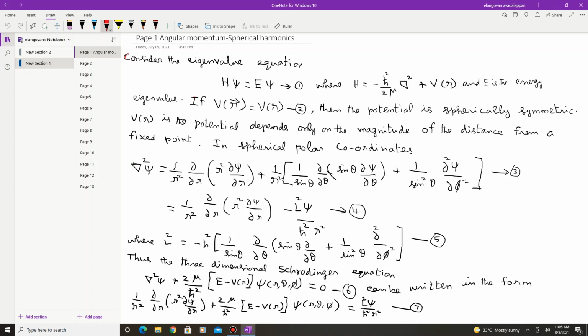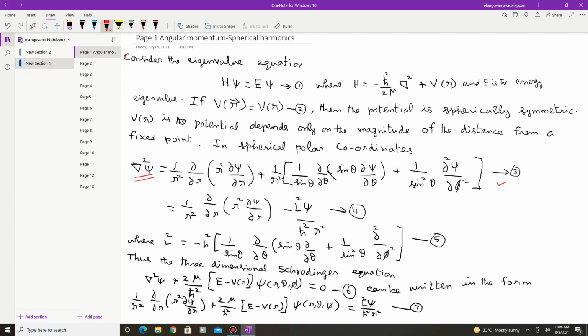So in spherical polar coordinates, we can express the Laplacian del square psi is equal to 1 by r square partial d by dr of r square d psi by dr, plus 1 by r square into 1 by sin theta d by d theta of sin theta d psi by d theta, plus 1 by sin square theta into d square psi by d phi square. So it is equation 3. Here we are expressing del square psi in spherical polar coordinates.